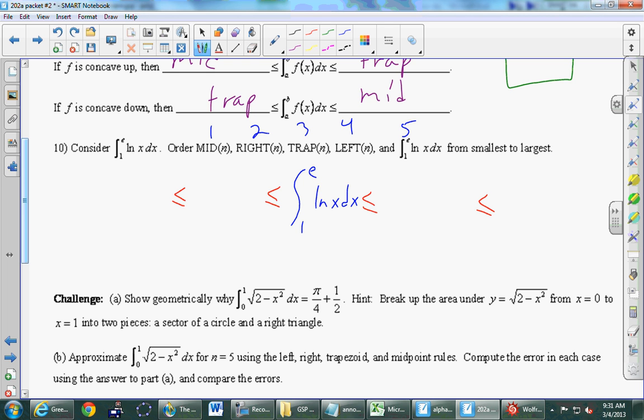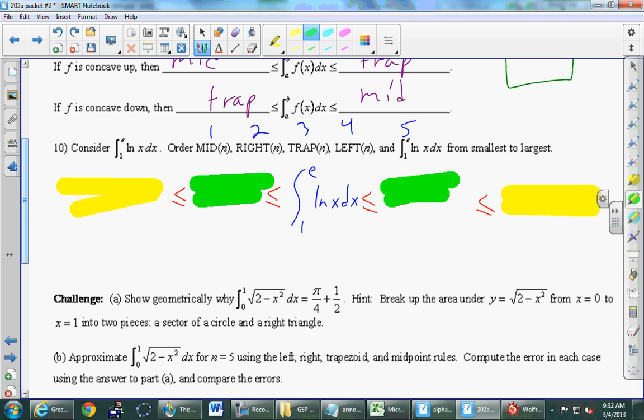Yeah, I think that's another good assumption. What do you guys think? Left and right always do worse than trapezoids and midpoints. So it's really just a matter of, we know that in some order the left and the right will be out there, and in some order the trap and the mid will be in here. So it's really just a matter of putting the pieces into their slots, okay?